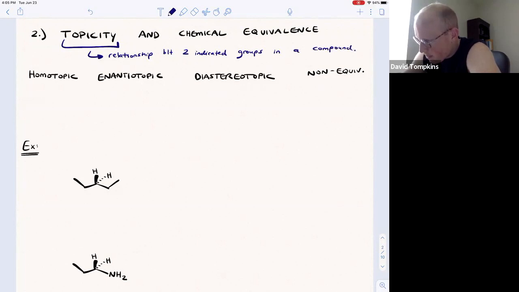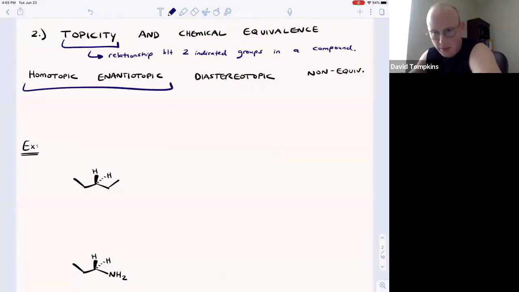And this type of question on an exam is most similar to questions from Orgo 1, where you were asked to decide what is the stereochemical relationship between two compounds. Here we're looking at two groups within the same compound. So those groups may be homotopic or enantiotopic. And homotopic and enantiotopic groups are always chemically equivalent groups.